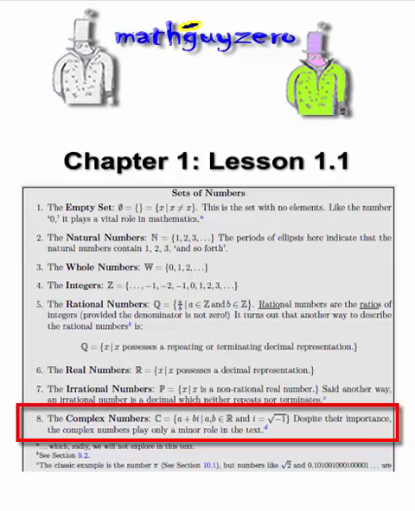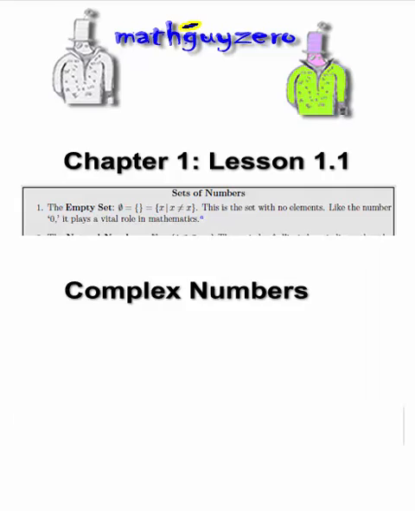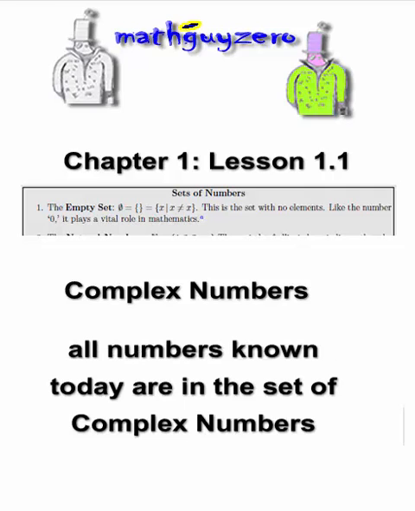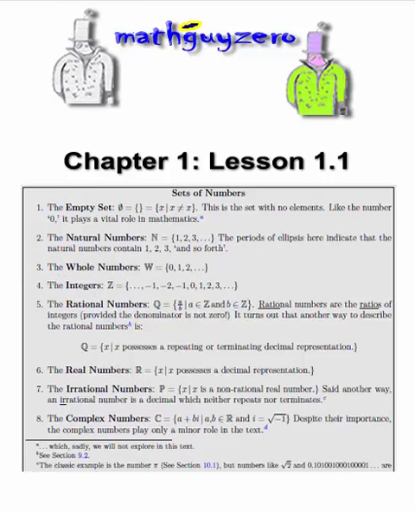And here comes the grandpa of all numbers, the complex numbers, which are represented by the set A plus BI, such that A and B are both in the set of integers, and I equals the square root of negative 1. Square root of negative 1 is what we call an imaginary number. We just call it I. And all numbers known today are under the complex numbers umbrella.